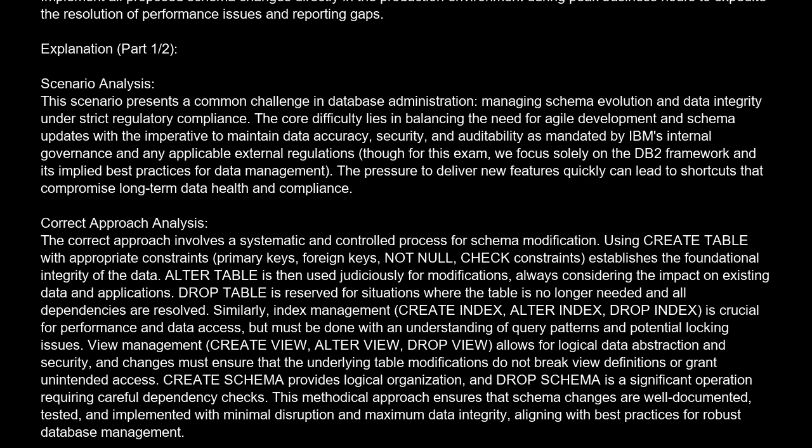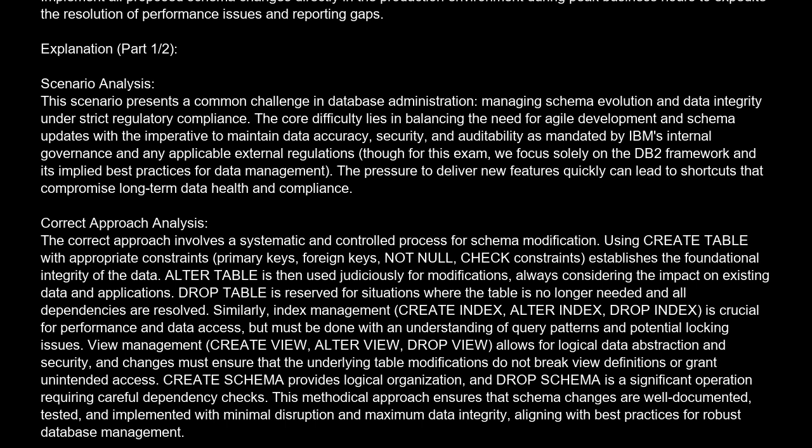Explanation. Scenario analysis. This scenario presents a common challenge in database administration, managing schema evolution and data integrity under strict regulatory compliance. The core difficulty lies in balancing the need for agile development and schema updates with the imperative to maintain data accuracy, security, and auditability, as mandated by IBM's internal governance and any applicable external regulations. Though for this exam, we focus solely on the DB2 framework and its implied best practices for data management. The pressure to deliver new features quickly can lead to shortcuts that compromise long-term data health and compliance.